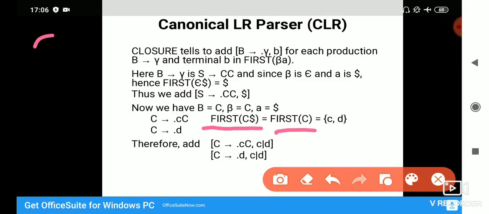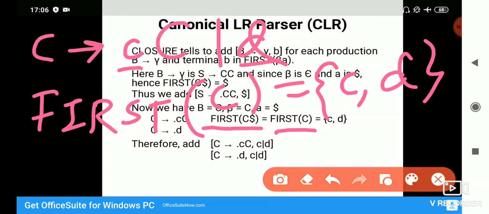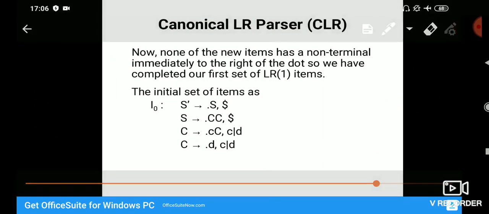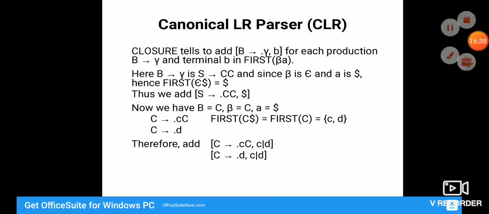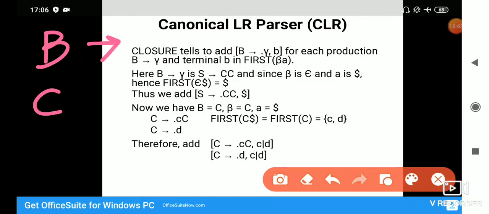Now the production given to us is C to CC or D. From here, first of C is, since there are terminals in the first place on the right hand side, first of C will give us c and d. As you can see, there are terminals c and d. So each of them, c and d, will act as b. Now since capital B is C in our case, we have to include all the productions of the form B to gamma.